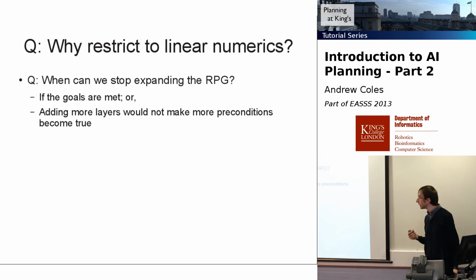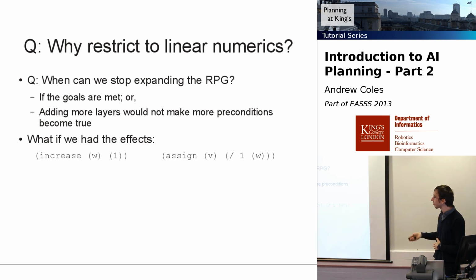One thing I mentioned is linearity. Well, why are we so obsessed with linearity? Because unfortunately real life isn't as linear as you would like it to be. Well, it comes back to this issue, which in the propositional case you met, of when can we stop expanding the relaxed planning graph? Well, we can stop if the goals are met, because if we've got the goals, we can stop there and extract our relaxed plan. Or we can stop if we've reached a point where it's pointless to continue any further, because we keep on adding layers and nothing's changing. So we have another fact layer, and it has the same facts in as the layer before. Then we know that we're not making any more progress, we can stop there.